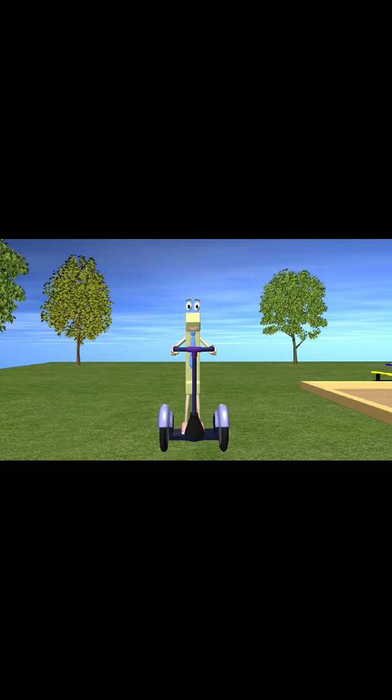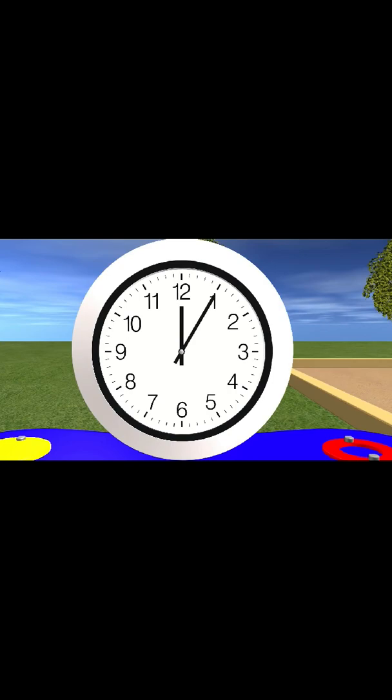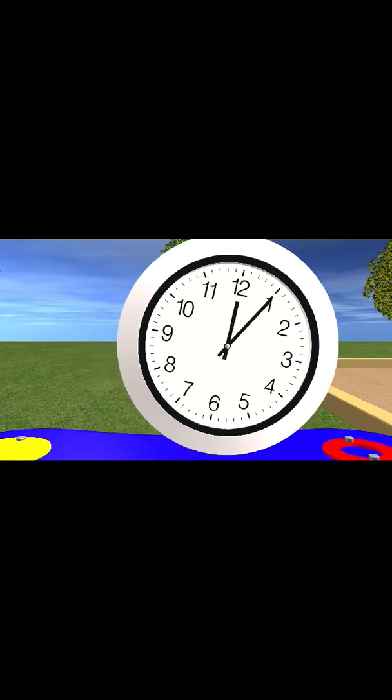Let's zoom over here to the clocks and learn how to tell time. This first clock we see is an analog clock. This is the new clock I got. To learn time, let's start off with an easier version of this clock.